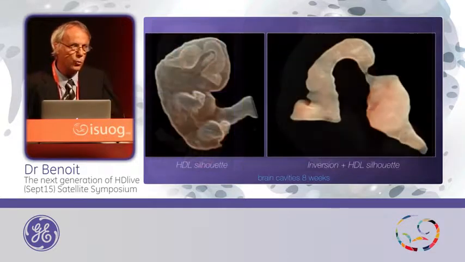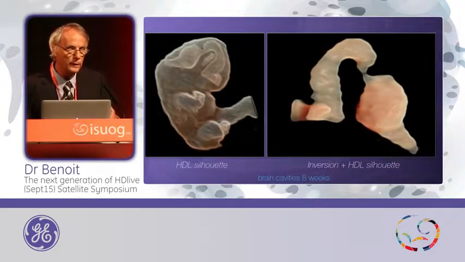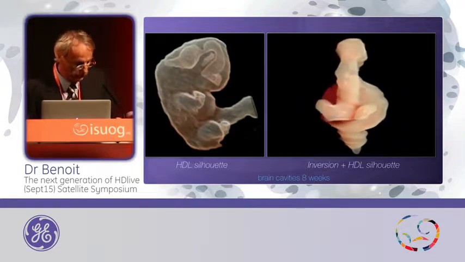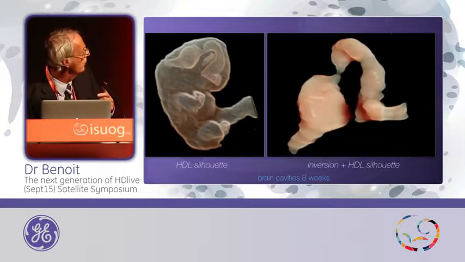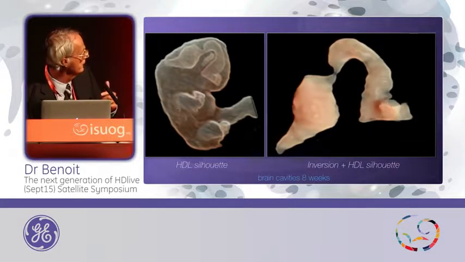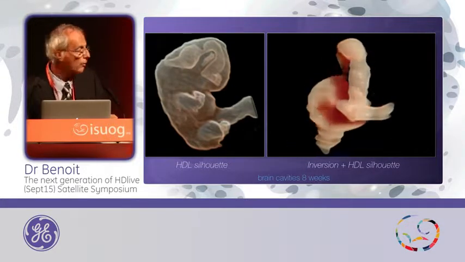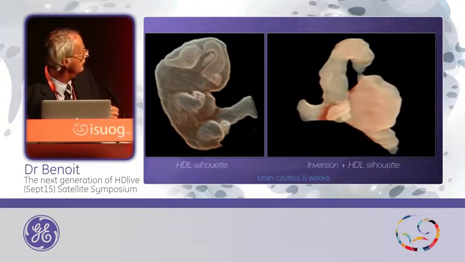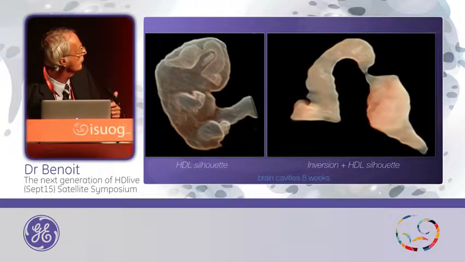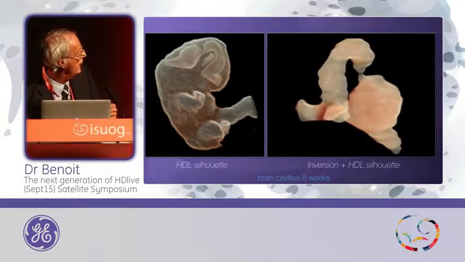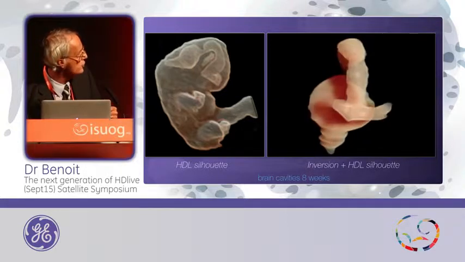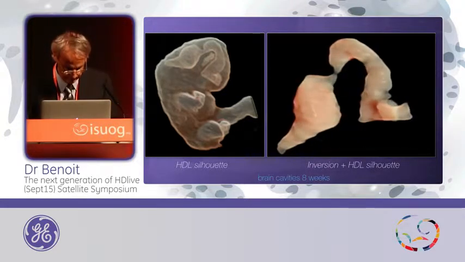Using the magic cut was quite difficult before because it was really difficult to know where it was possible to cut. But now, with this mode, you first choose the silhouette. You can cut exactly and extract the brain vesicles. And this is a result with inversion and also with HD Life.